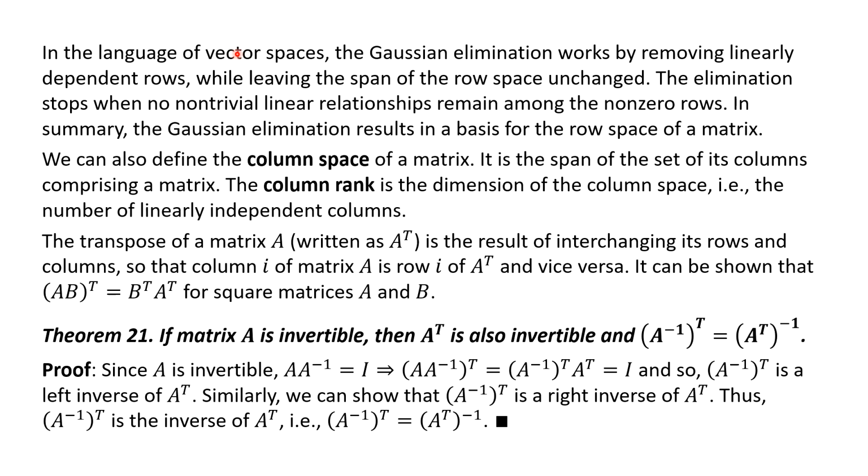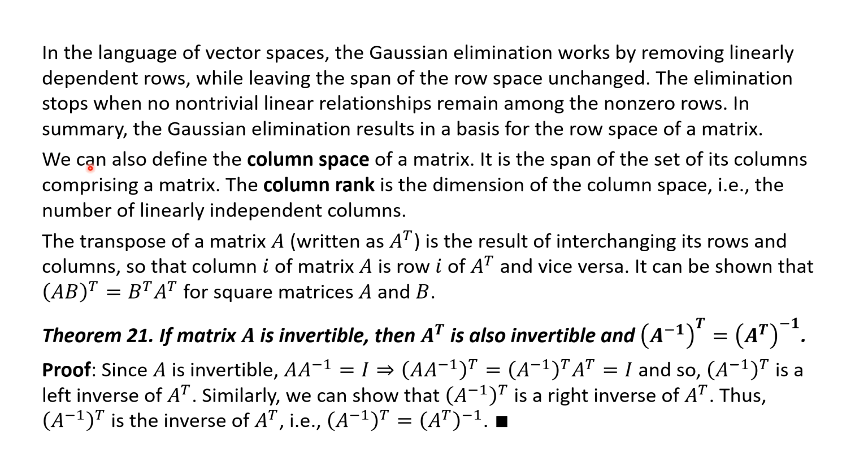Let's review what we proved in the last slide. In the language of vector spaces, the Gaussian elimination, which we did in order to get our matrix into the row echelon form, works by removing linearly dependent rows while leaving the span of the row space unchanged. The elimination stops when no non-trivial linear relationships remain among the non-zero rows. In summary, the Gaussian elimination results in a basis for the row space of a matrix.